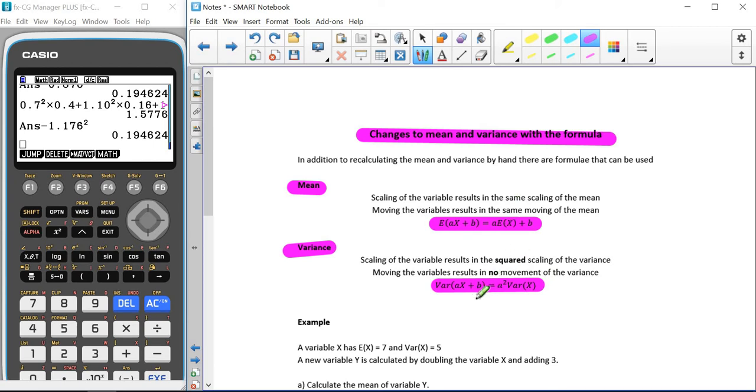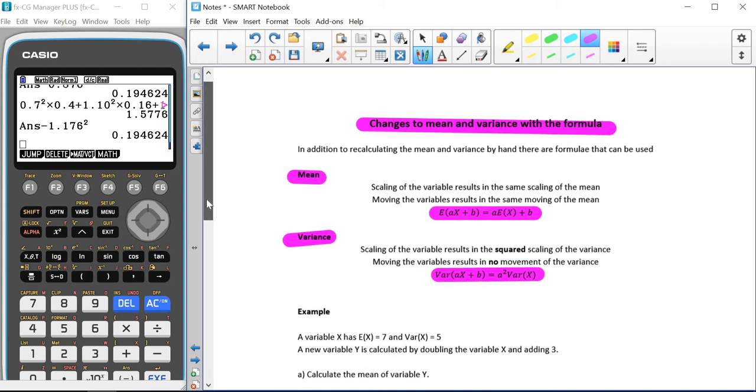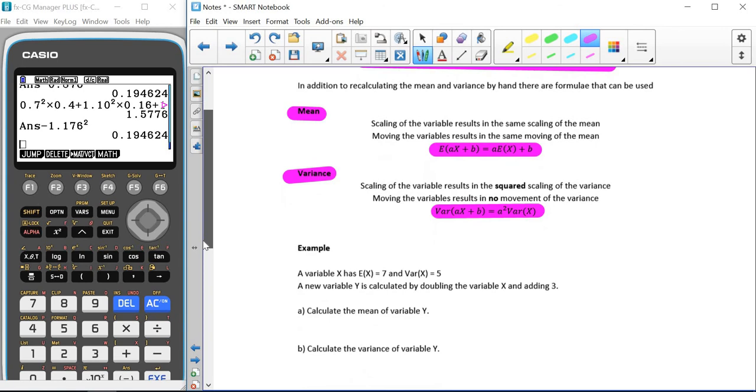Now these formulas are very important because sometimes we may not be given all the information that we need. We might not be given the actual values and probabilities, we may just be given the summaries of them, so we may just be given the original mean and the original variance and be asked to do something with them. So these formulas come in very handy.